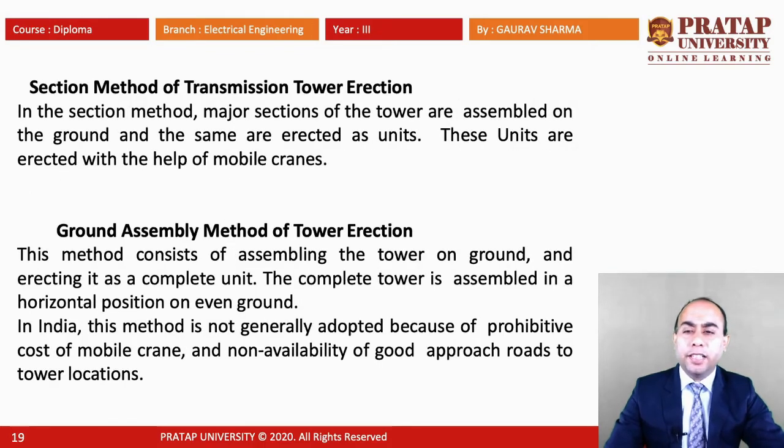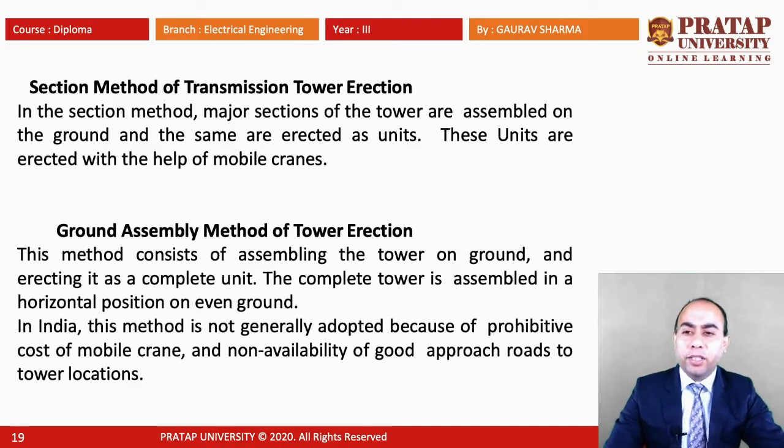Now, the section method of transmission tower erection. In this section method, major sections of the tower are usually assembled on the ground and erected as units. These units are erected with the help of mobile cranes.